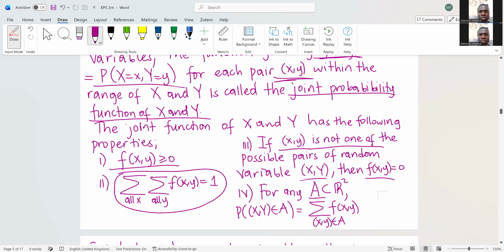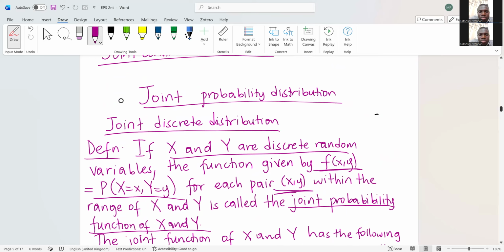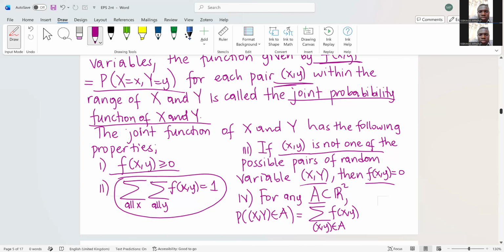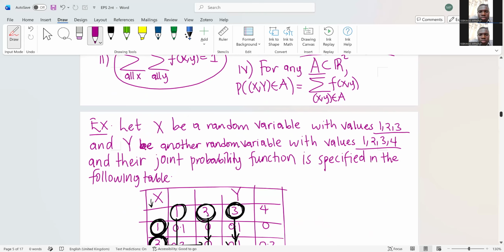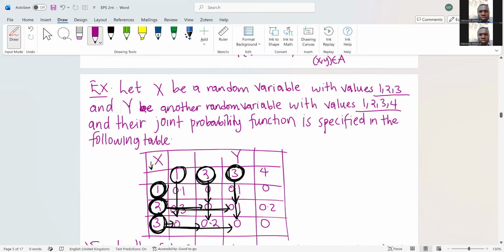Therefore, this is the introduction to the joint probability distribution. We are going to go through this example here and see how the joint discrete distribution is applied. Kindly note down this example.